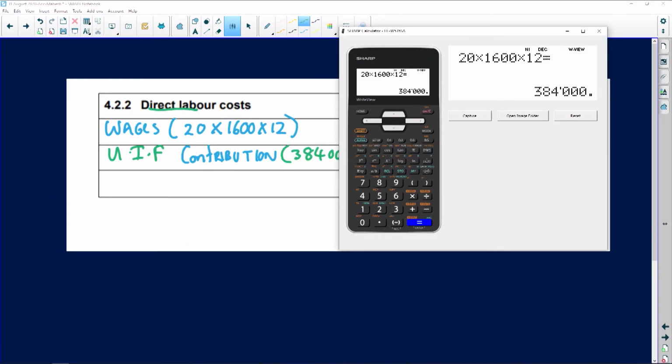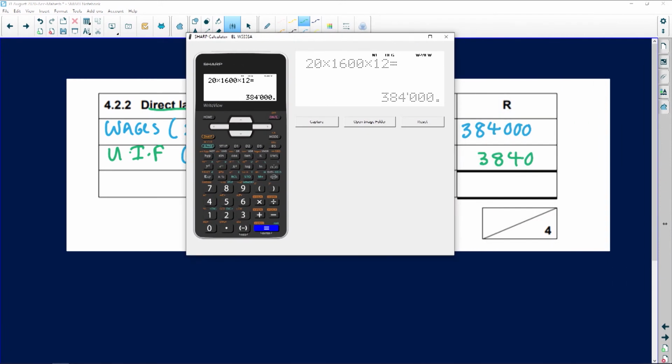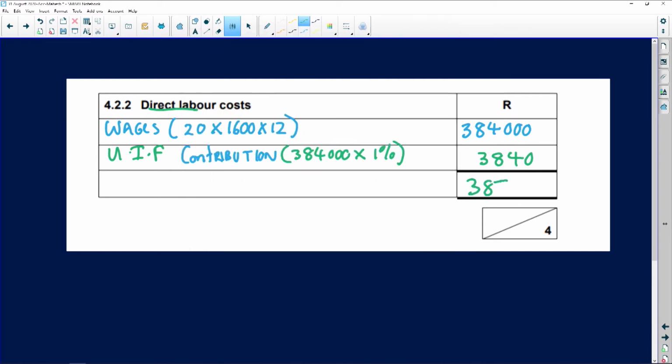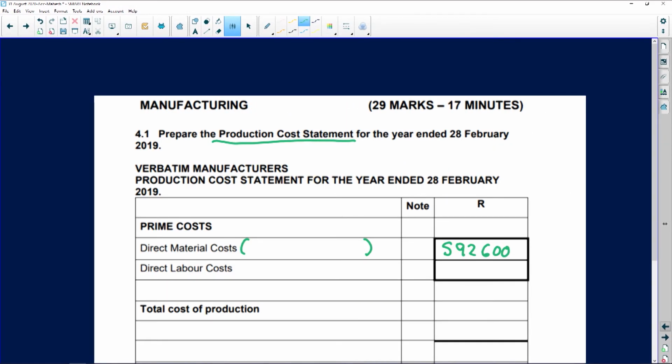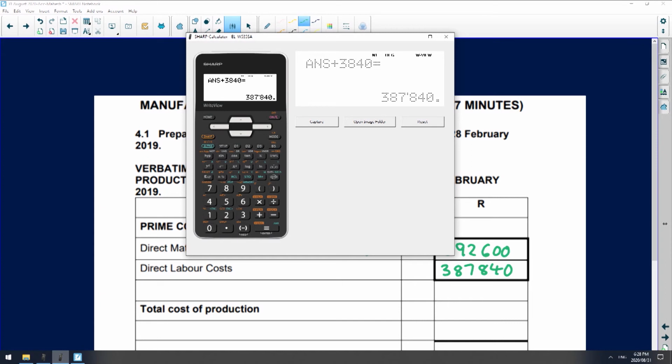Right, so my total labor cost, that's what we're doing right now. I've got wages there already, plus 3,840, and that gives us an amount of 387,840. This is what I now take to my production cost statement. I've now calculated direct labor cost, so let's take it to our production cost statement. Direct labor cost, an amount of 387,840. Let's quickly check that. Yes, that was our total.